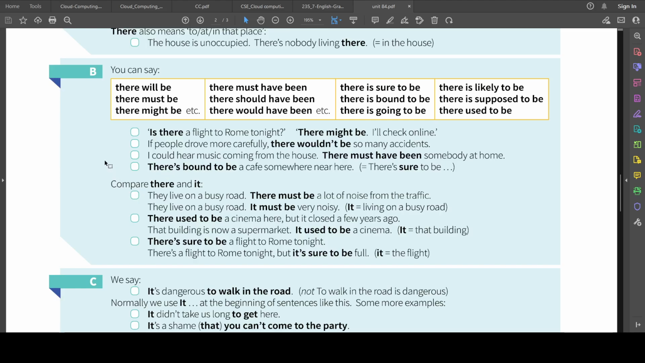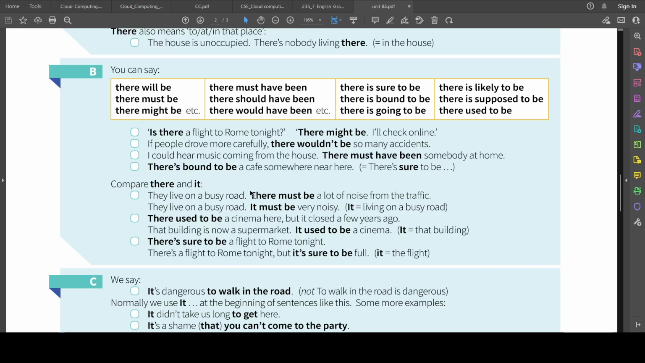There's bound to be a cafe somewhere near here. There's sure to be. Remember, there's bound to be and there's sure to be have the same meaning. Both mean like probably. Let's move on.